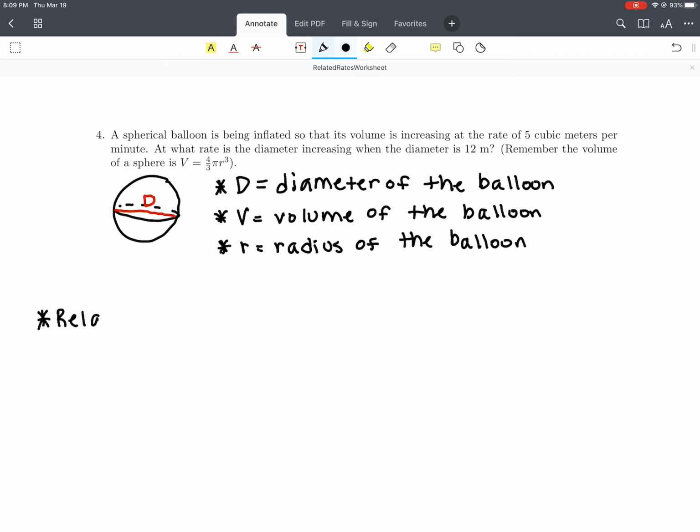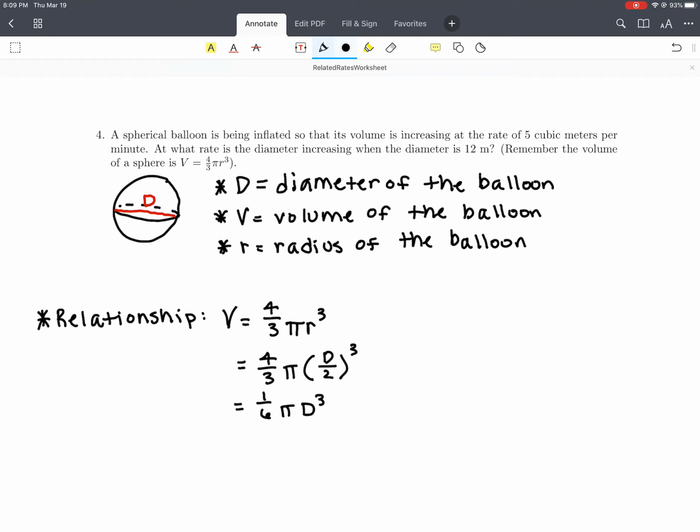So next up, what is the relationship? Well, it starts out that volume is 4/3 pi r cubed. And we know that the radius is half of the diameter, so we can rewrite this as 4/3 pi times d over 2 cubed, which gives us 4 over 24, or 1/6 pi d cubed. Because remember, we're interested in diameter.